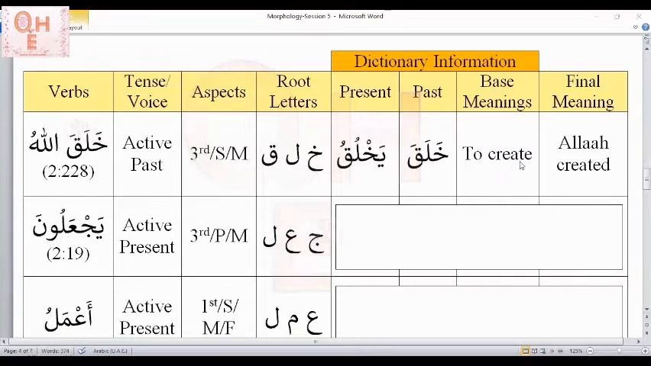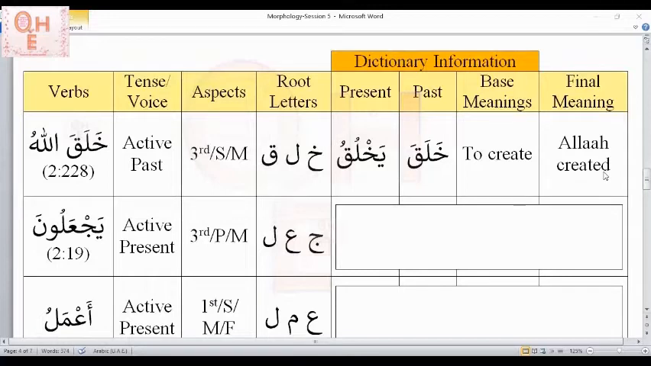Now I have the base meaning, and I have the other information over here. Now I can finalize the meaning. So we know this is active past and the doer is a third person singular male, and the base meaning is to create. If I had just the word khalaqa, I would have said he created. But we have the name of Allah at the end, so we can do the full meaning, that is Allah created.